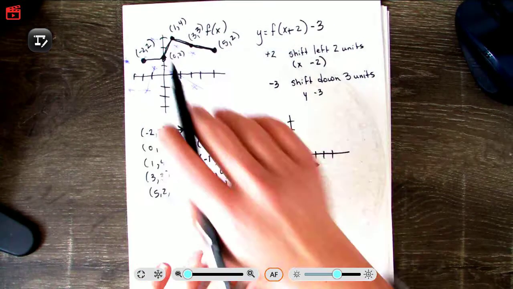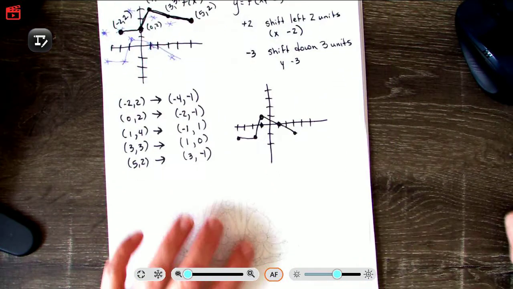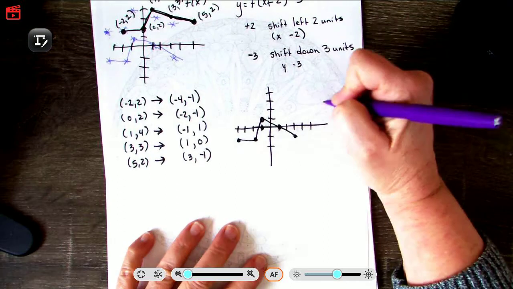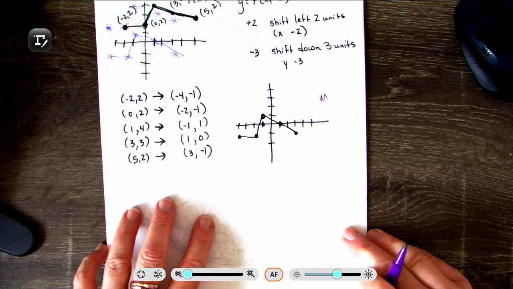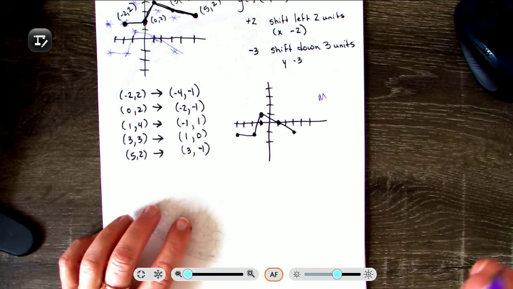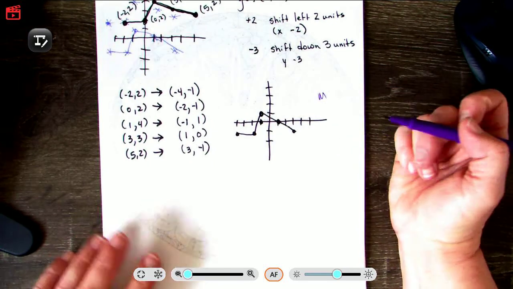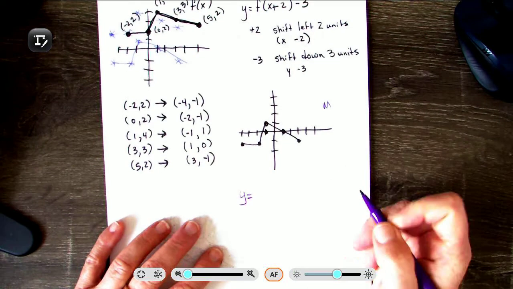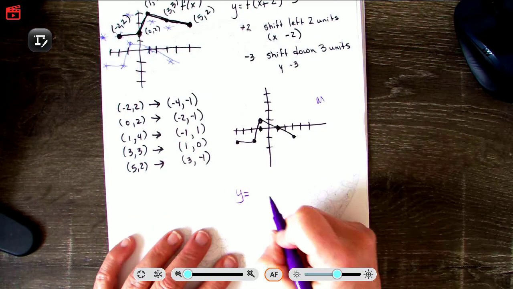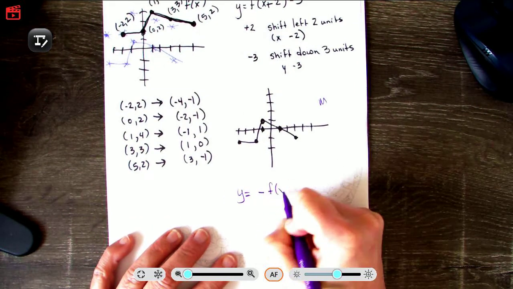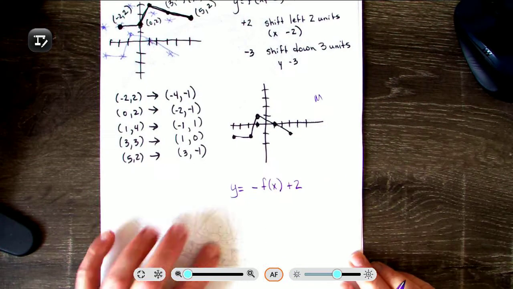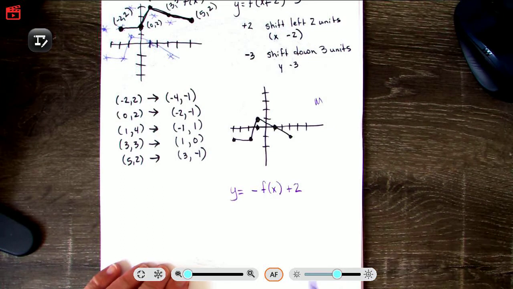Okay, but I want to work with this guy again, and maybe I'll get a different color so that we can see. This one shows up pretty good, yeah. And I don't know if it looks different though, but it is purple. We'll see. And let's graph y equals, let's do a negative f of x and then plus 2. Okay, so we're going to graph this one.